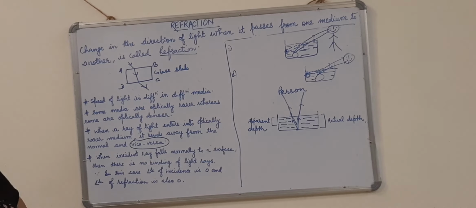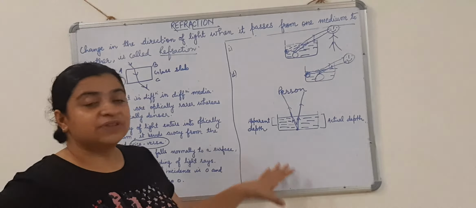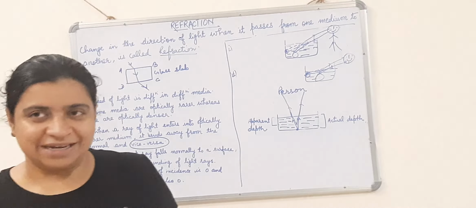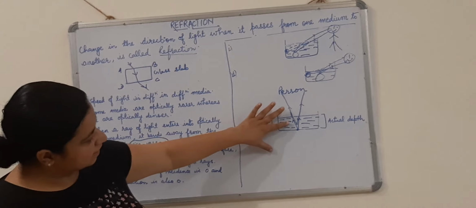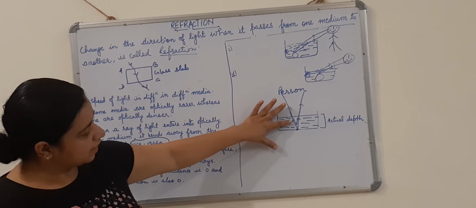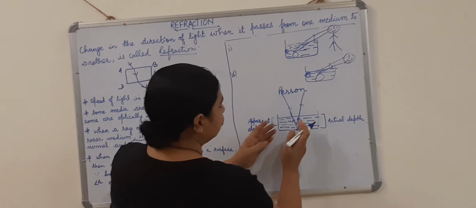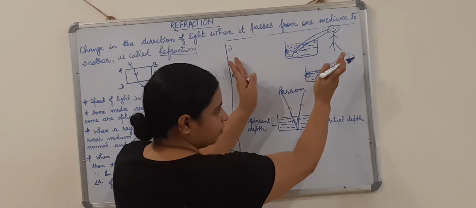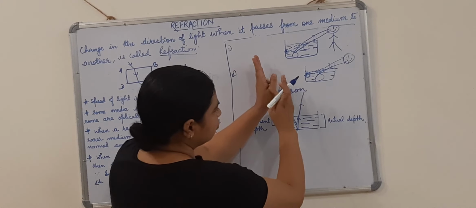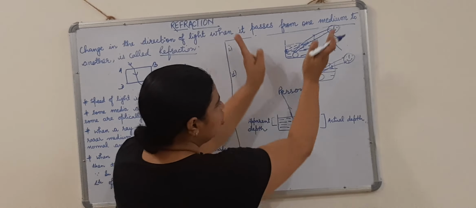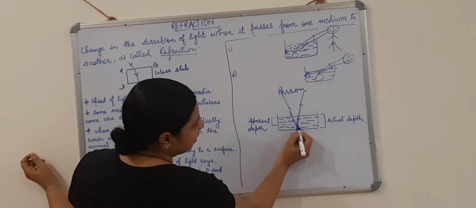So all these phenomena take place because of the refraction of light. Now let us do a recap. In this case, the light is moving from denser to rarer medium. As they move from denser to rarer, they move away from the normal. But when the path of these refracted rays is traced back, we see that they meet at this point.